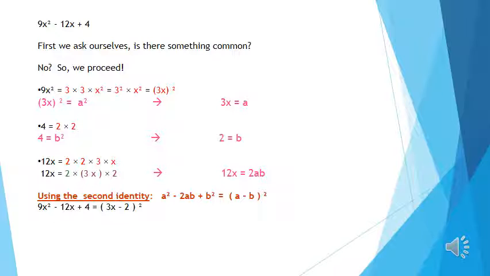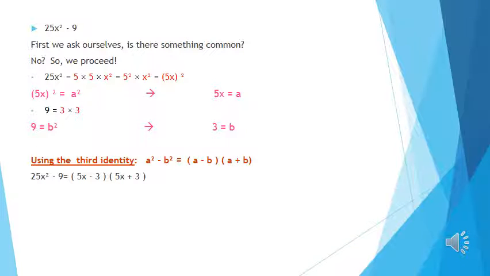Then we move to 4. 4 equals 2 times 2. So the factors of 4 are 2 and 2. Then b² equals 4. So b equals 2. The third thing we must check is 12x. 12x equals 2 times 2 times 3 times x, which is equal to 2 times 3x times 2, which is equal to 2ab. Using the second identity, a² − 2ab + b² equals (a − b)², we can find out that 9x² − 12x + 4 is equal to (3x − 2)².